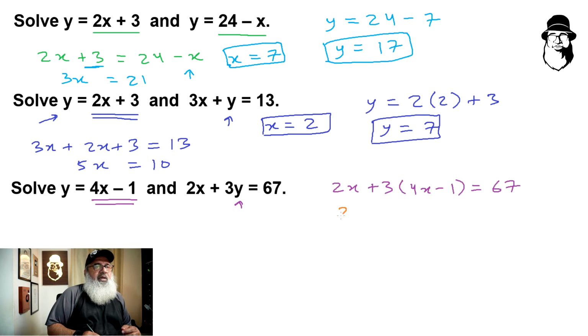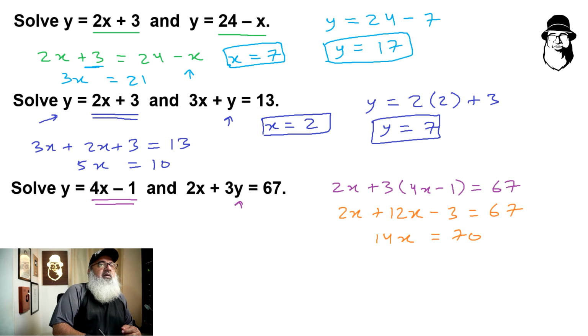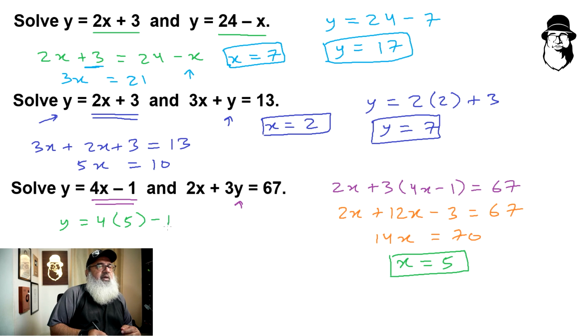So we first multiply the bracket out: 2x plus 3 times 4 is 12x minus 3 times 1 is 3, is equal to 67. We have on the left side 14x, and on the right side we have 67 plus 3, that is 70. And when we divide both sides by 14, we get x is equal to 5. Now this value of x is equal to 5 we can put in any equation. So let's put in this one, y is equal to 4x minus 1, that is 4 times 5 minus 1, that is 20 minus 1, and it will give us 19.